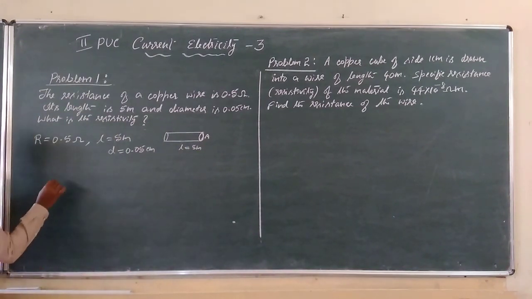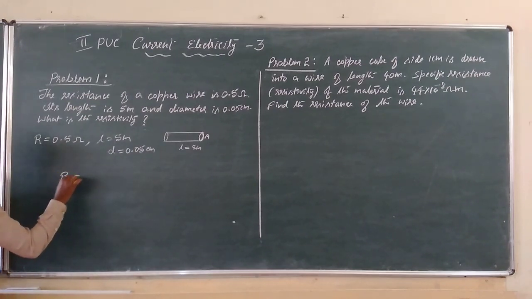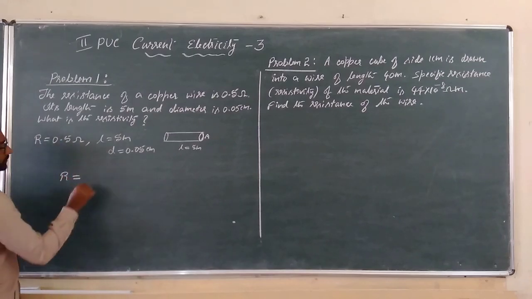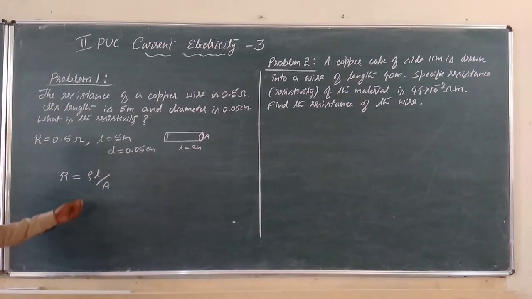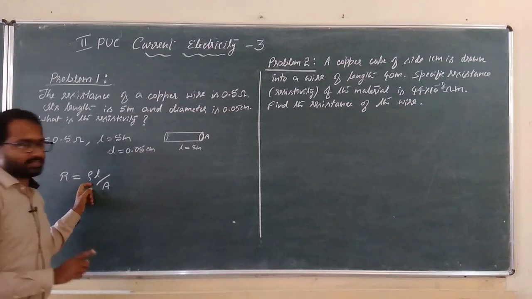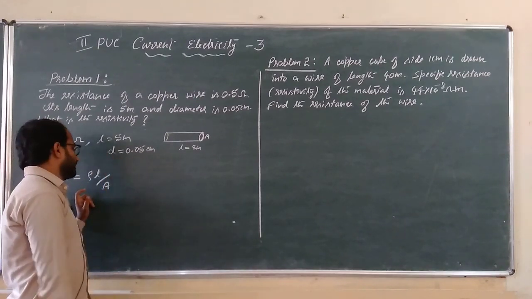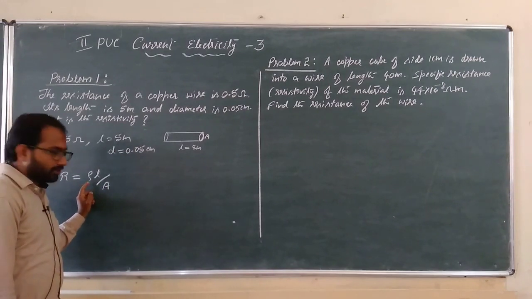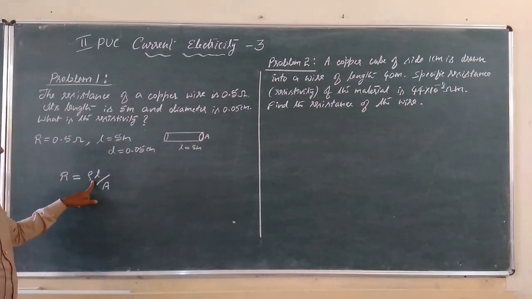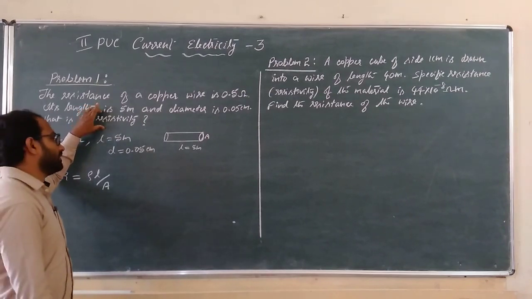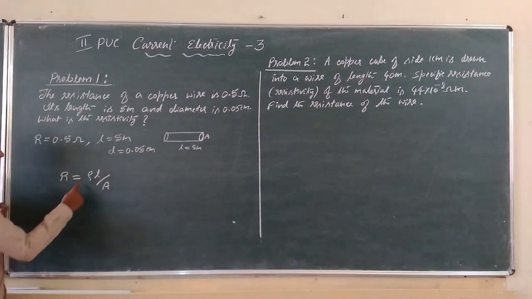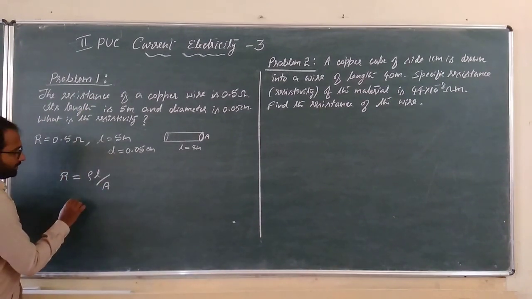See, we have the formula. The resistance of the conductor is given by R is equal to rho L by A, right? You have to find out the resistivity. Remember, resistivity is also called the specific resistance of the material of the conductor. So in the problem, it may be asked as resistivity or the specific resistance. So R is equal to rho L by A. So L is 5 meter.